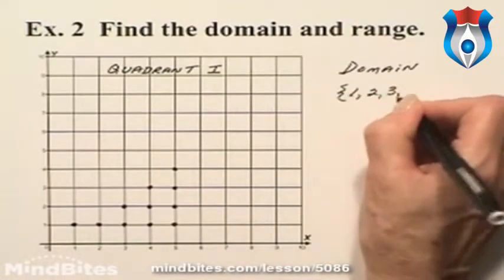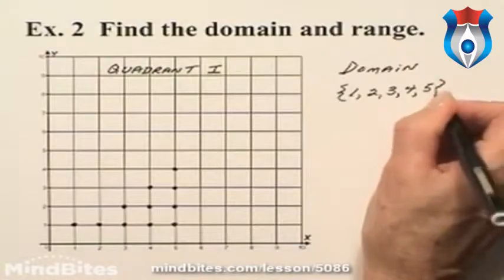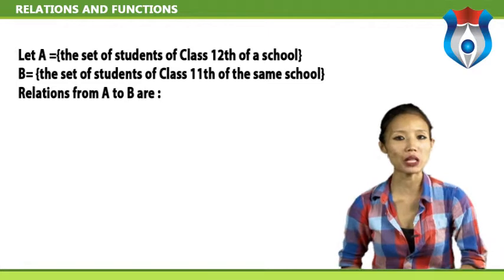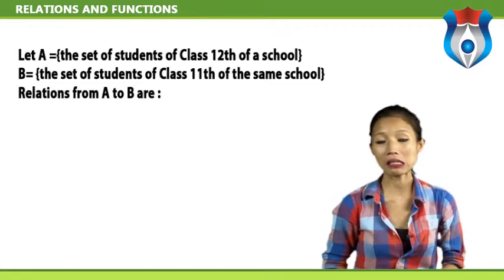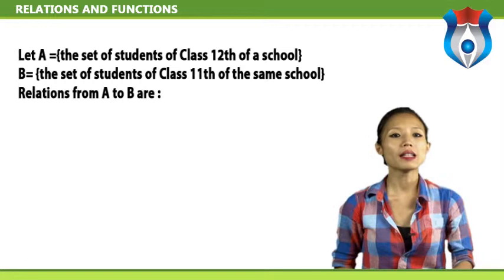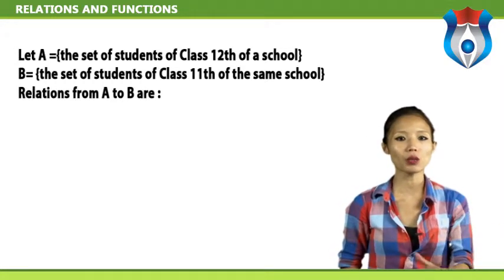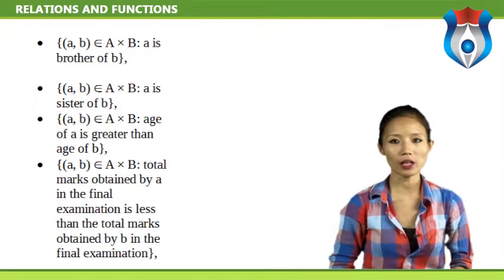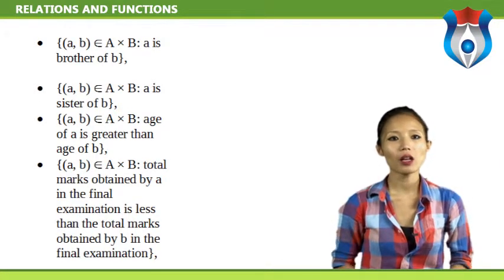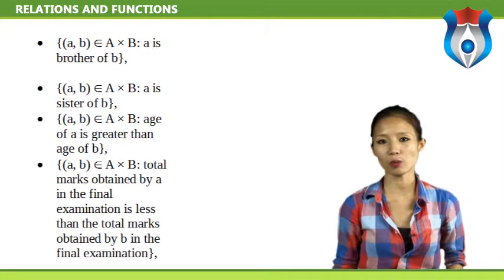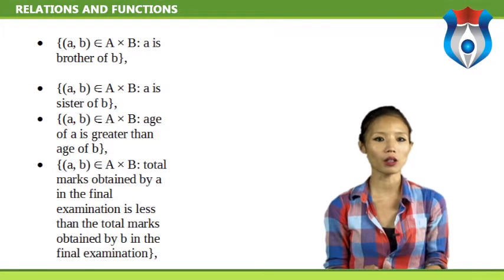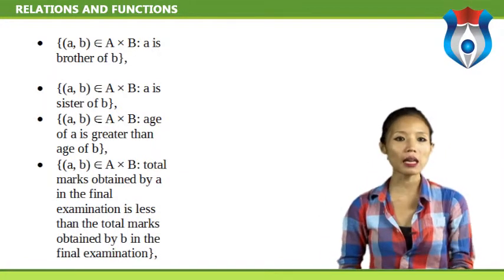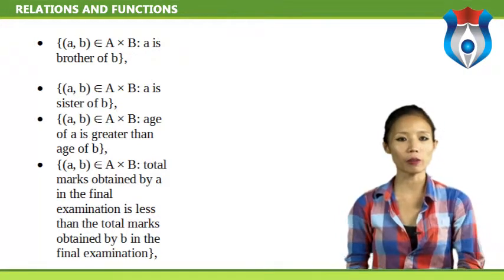Let A be the set of students of class 12th of a school and B be the set of students of class 11th of the same school. Then some examples of relation from A to B are: (a, b) belongs to A cross B and a is brother of b; (a, b) belongs to A cross B and a is sister of b; (a, b) belongs to A cross B and age of a is greater than age of b.